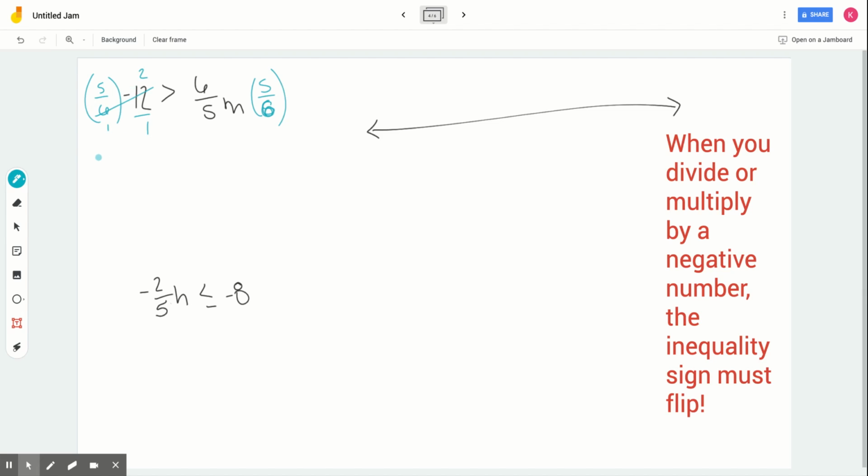Positive times a negative is a negative. 5 times 2 is 10, and 1 times 1 is 1. Now, since we multiplied or divided by a positive number, the inequality sign stays the same direction. But since the variable's on the right-hand side, we need to remember to rewrite it. So m is less than -10. Go ahead and plot this on your number line now.